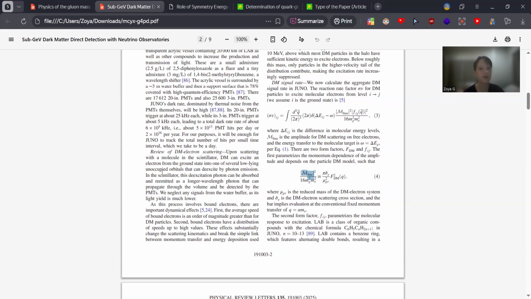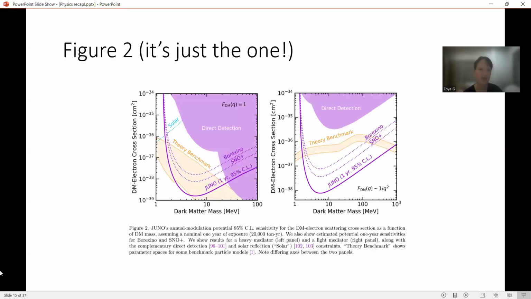Yeah. So, and of course, note the difference in axes. Always important to note the difference in axes. Here it goes to 10 to the negative 39. Here it goes to 10 to the negative 38. Here it goes to 100. Here it goes to 1,000.